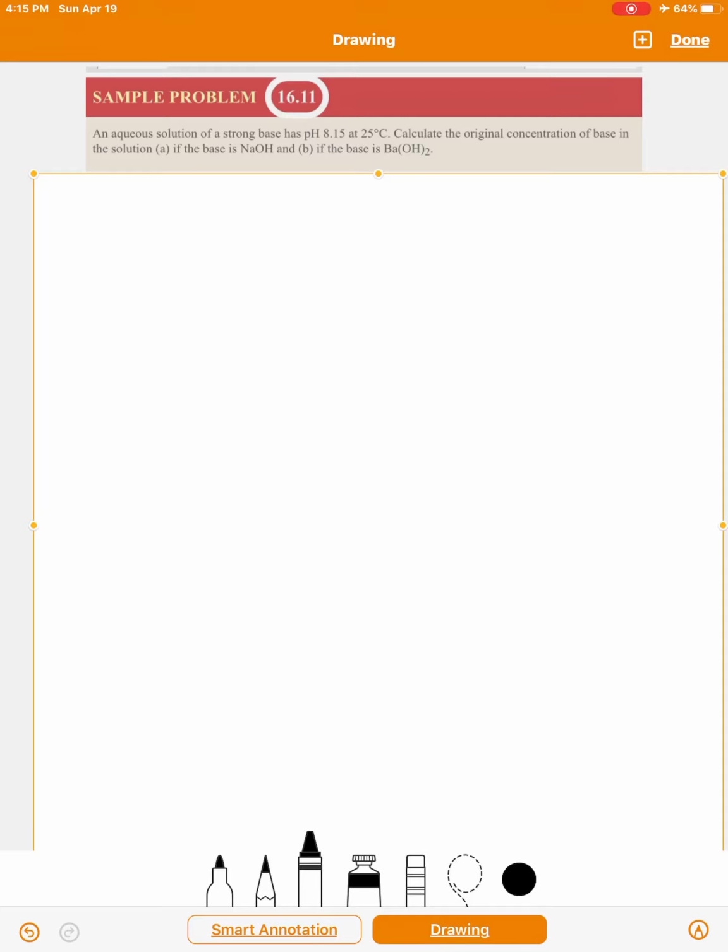Okay, this is sample problem 1611. In this one, it says an aqueous solution of a strong base has a pH of 8.15 at 25 degrees Celsius. Calculate the original concentration of base in the solution. A, if the base is sodium hydroxide, NaOH, and B, if the base is barium hydroxide, Ba(OH)2.